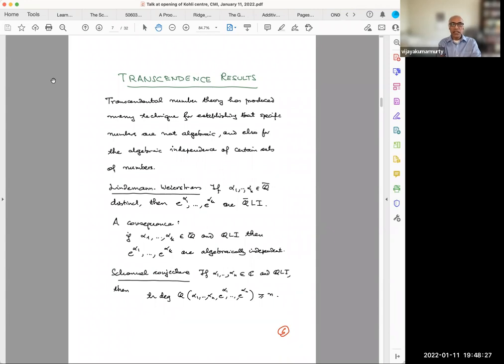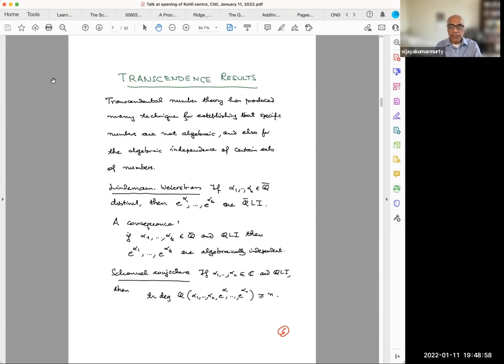Using that, you can actually strengthen this theorem from linear independence to algebraic independence. The consequence is: if alpha one to alpha k are rational numbers and Q-linearly independent, then e to the alpha one, e to the alpha k are algebraically independent. So that's an apparent strengthening of Lindemann-Weierstrass from linear independence to algebraic independence. And the reason it happens is because of the functional equation, e to the x plus y is e to the x times e to the y.